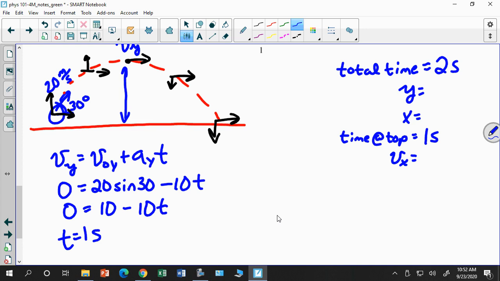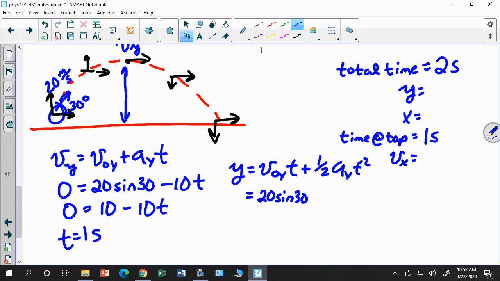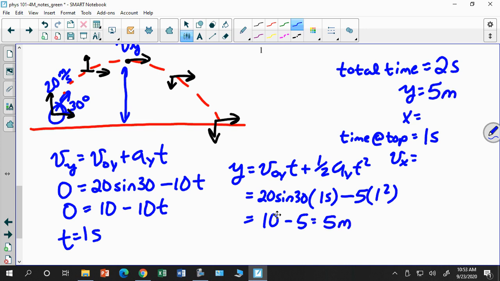Now, if I want to know the y position, which is a common question that I ask, I say y is equal to V0y times t plus 1/2 ay t squared. Since I know the time now, this becomes a relatively trivial thing to find. V0y is equal to 20 sine of 30, or 10, times t at the top of the trajectory, 1 second, minus 5 times 1 squared. So that's 10 minus 5, or 5 meters. So the maximum y range is 5 meters.